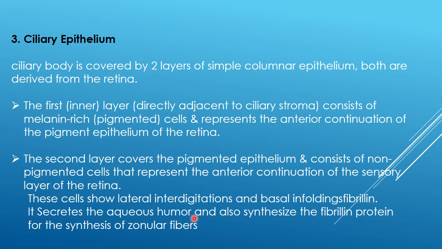So these columnar cells of the non-pigmented ciliary epithelium have numerous mitochondria in their cytoplasm, along with the Golgi apparatus and smooth endoplasmic reticulum. All these help to secrete the aqueous humor, and to synthesize the fibrillin protein, helping in the formation of the zonular fibers which are attached to the capsule of the lens.